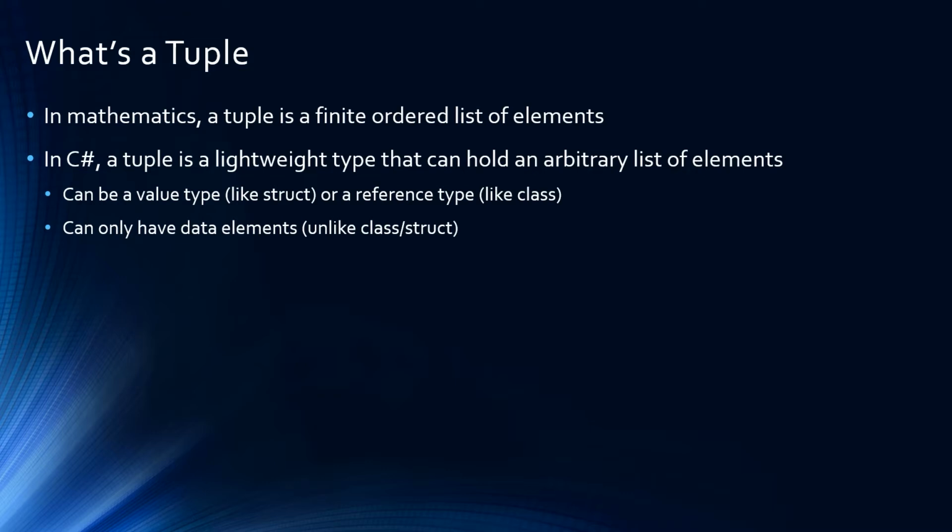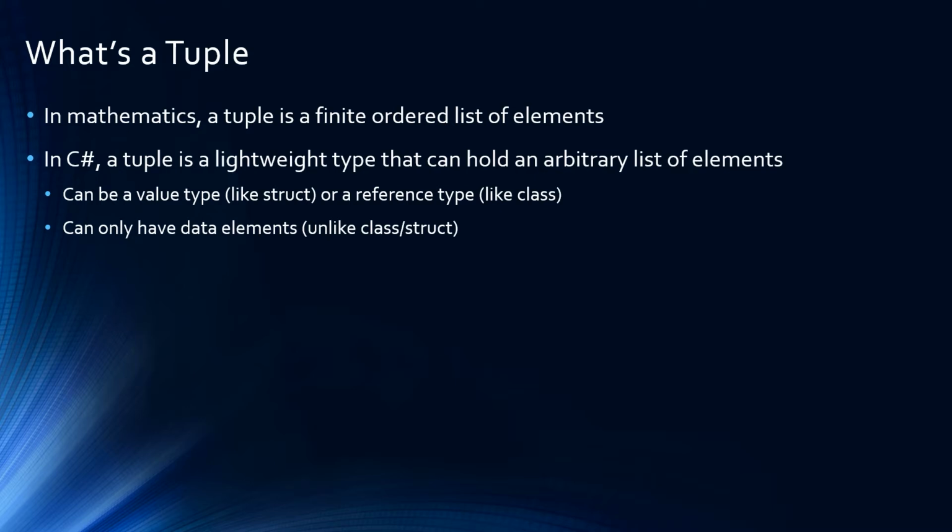It can be a value type, and that's the language default as of version 7. It can also be a reference type, like a class. The difference with a tuple, however, is that it only contains fields. It only contains public fields. It doesn't have methods or properties.